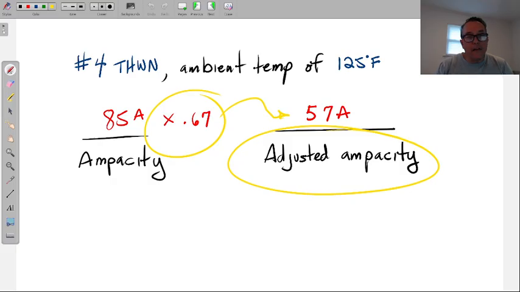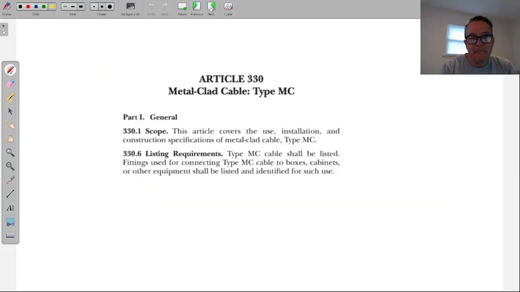Now, one of the ways to avoid that is just don't put all the wires in the same conduit if you're going to deal with the temperature. But the journeyman exam doesn't do that for us. It doesn't go, all right, I'll make this as easy as possible for you. It's going to throw chaos at us.